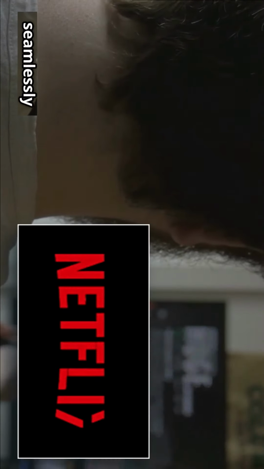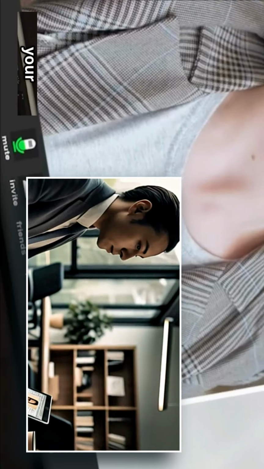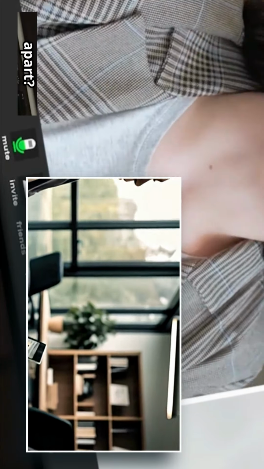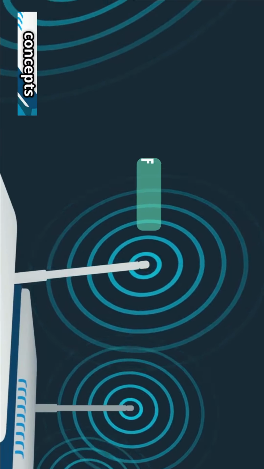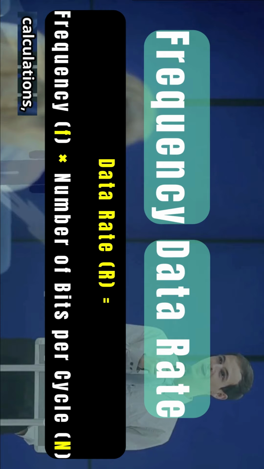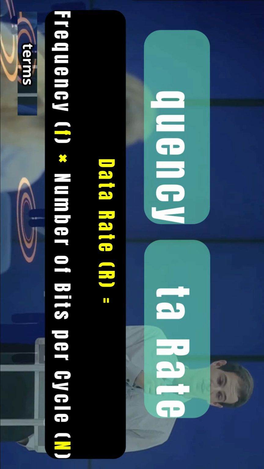Have you ever wondered how your favorite Netflix show streams seamlessly to your device? Or how your video calls stay crystal clear even when you're miles apart? The secret lies in two key concepts: frequency and data rate. Before we get into the calculations, let's define the key terms.